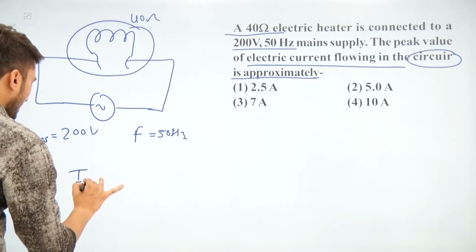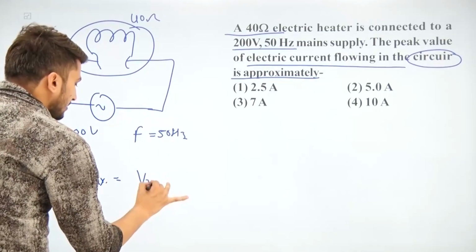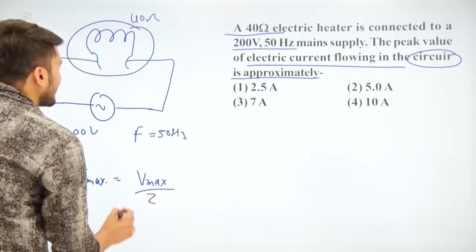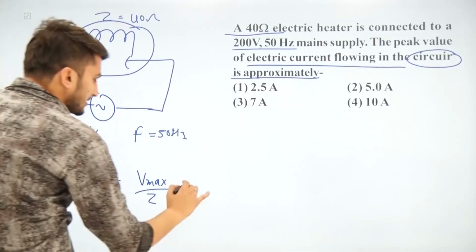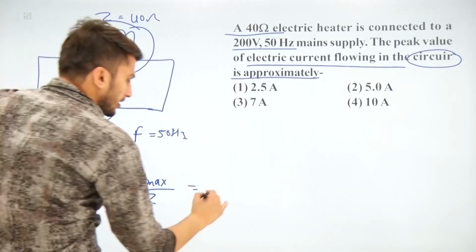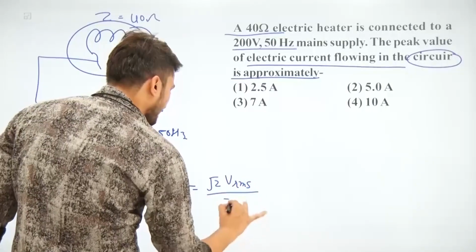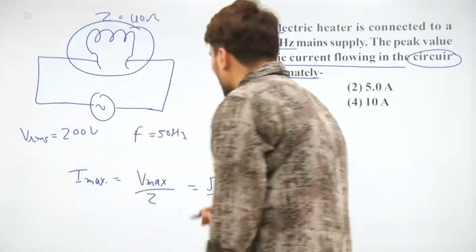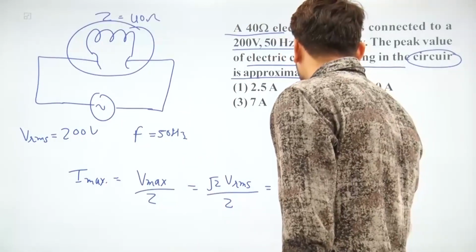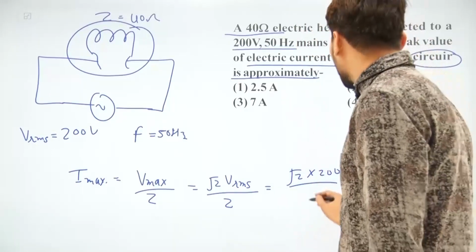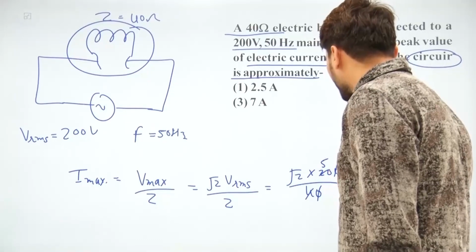So maximum current I maximum will be V maximum divided by Z. Z is the impedance and the value of impedance will be 40 ohm. Now V maximum will be root 2 V RMS. So I maximum is root 2 V RMS divided by Z. Root 2 and V RMS is 200, divided by Z, Z is 40. Now we cancel 0 to 0 and this one is 5.